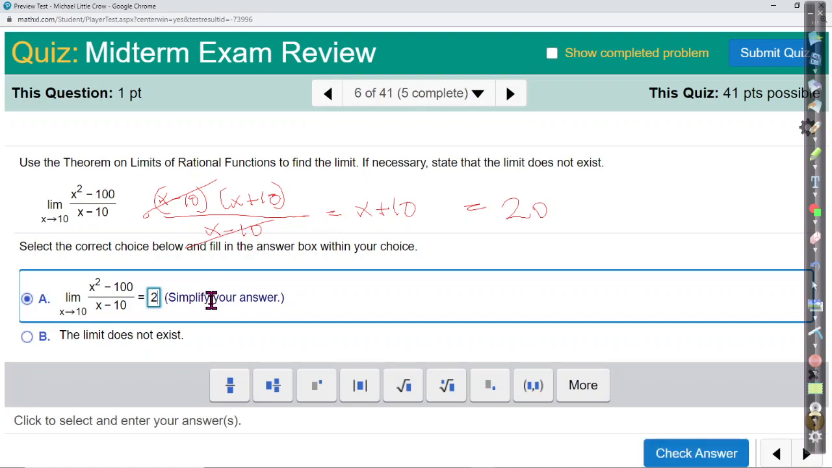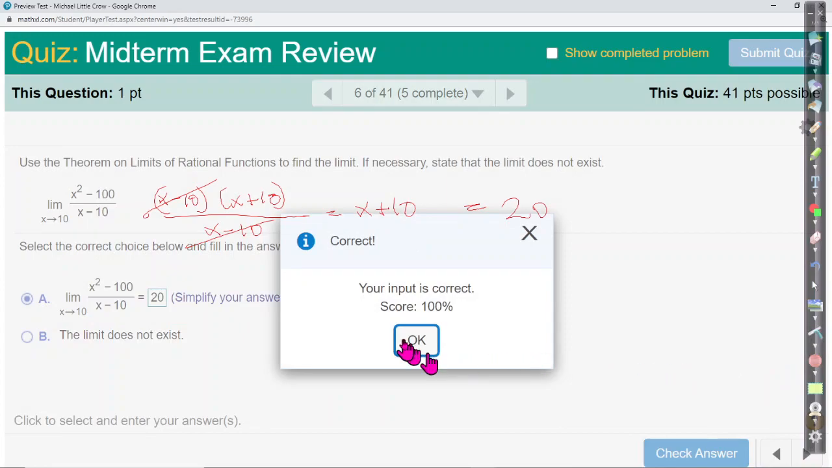Let's see, what's our answer? 20. The limit was 20. Okay. That's good.